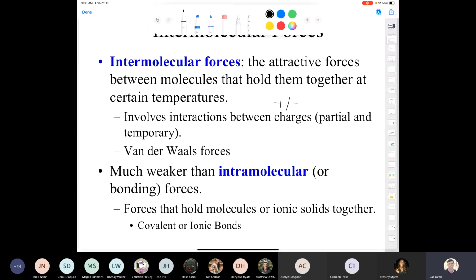But sometimes the charges are partial and temporary, meaning they're not cations or anions. If we have partial or temporary charges, that's another way of saying not cations or anions. When we have a cation and an anion coming together, that's an ionic bond. We're not talking about ionic bonds. We're talking about the forces between molecules. Intermolecular forces, which again I like to abbreviate as IMFs, are much weaker than intramolecular forces.